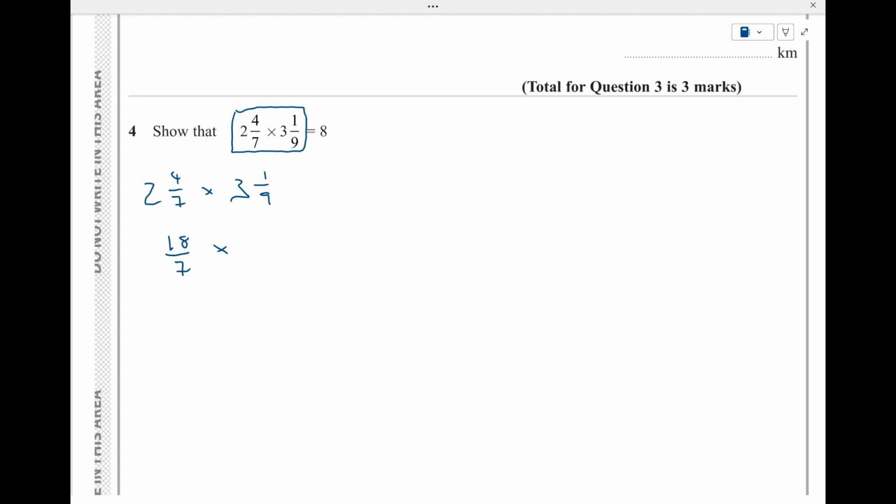You can use your calculator to do this, by the way. 3 9s are 27, plus 1 is 28 over 9. Now I know I can cancel here to make things easier, but because I'm able to use a calculator, I'm simply going to go 18 times 28, top times top, is 504, over 7 times 9 is 63. And now into my calculator, I'm going to write 504 divided by 63, and that gives me the answer 8. So I have shown that the left-hand side does indeed equal 8, and that's question 4 done.